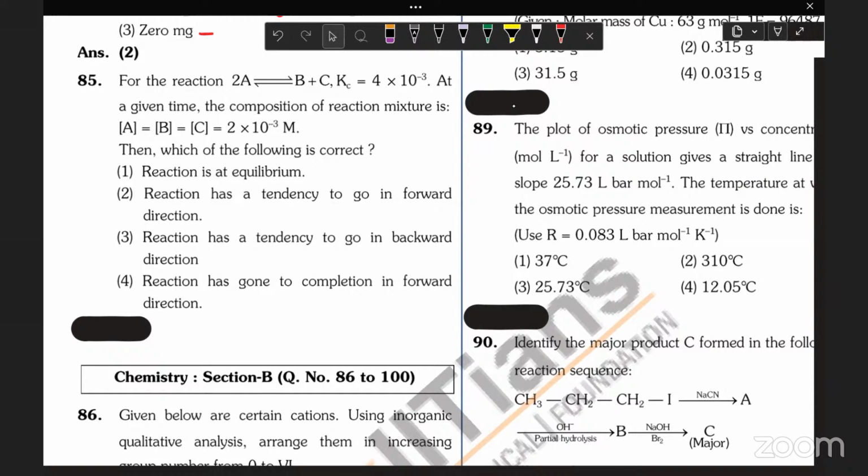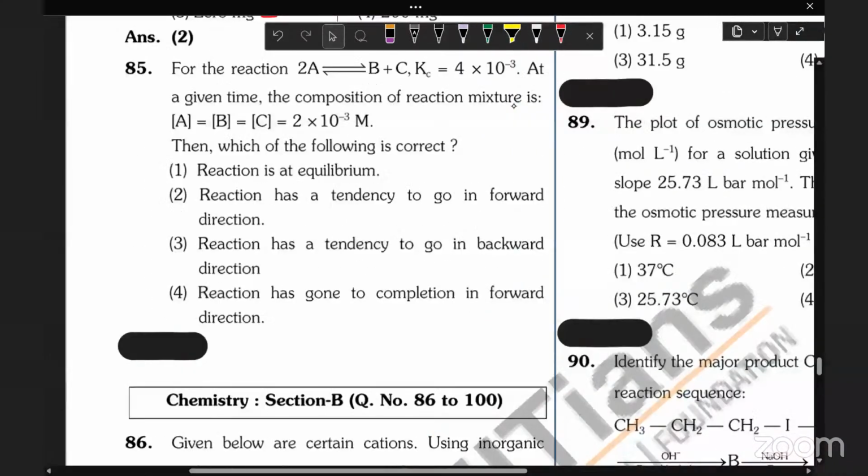All right. For the reaction 2A giving B plus C, Kc is this. At a given time, the composition of the reaction mixture is this. The statement says, which of the following is correct? The reaction is at equilibrium, or the reaction has a tendency to go in the forward direction, backward direction, or forward to completion. So basically, this is a question from equilibrium, and you need to calculate the Qc value.